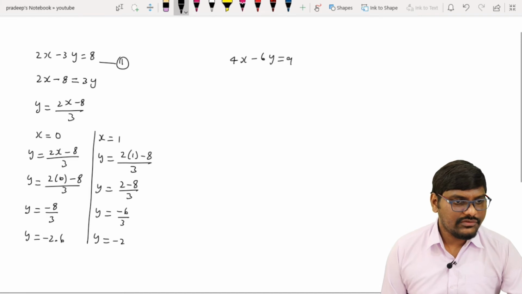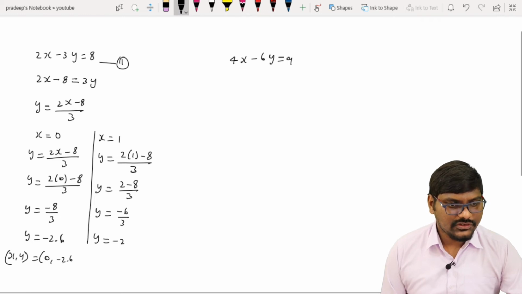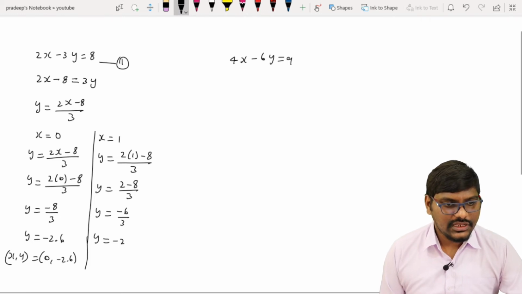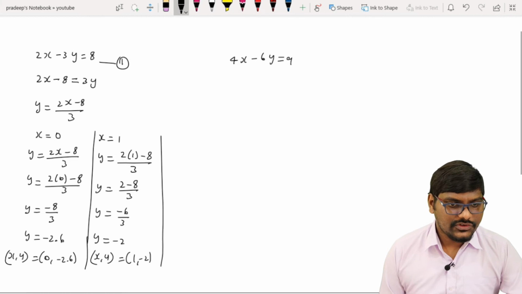So in the first equation we are getting the coordinate x comma y is equal to 0 comma minus 2.6. And the second equation is x comma y is equal to 1 comma minus 2. So this is the second equation. So let's see the third equation.